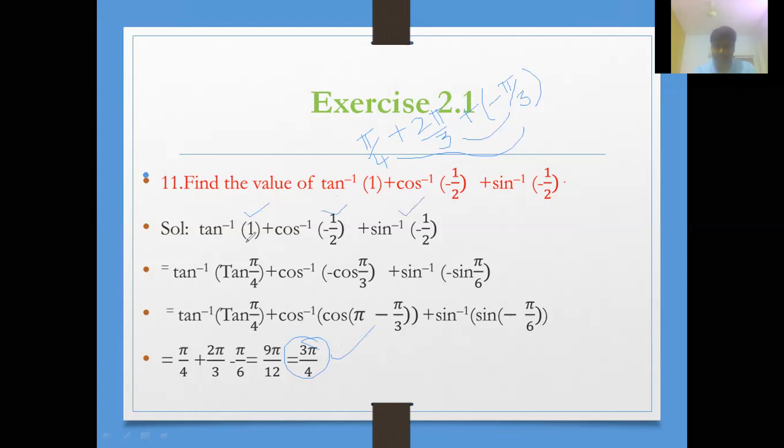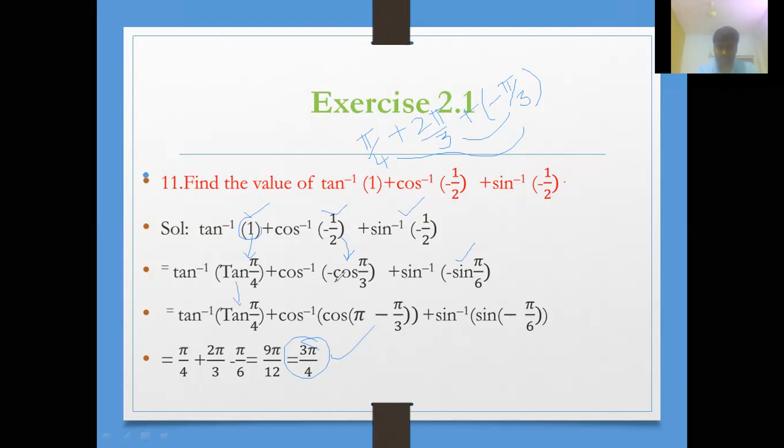First of all, let us write the given question. Now 1, how can I write? Tan 45. Now minus 1 by 2, how can I write? By keeping minus as it is, minus cos pi by 3, right? After that, sin inverse minus sin pi by 6. Okay, so this thing can be as it is.